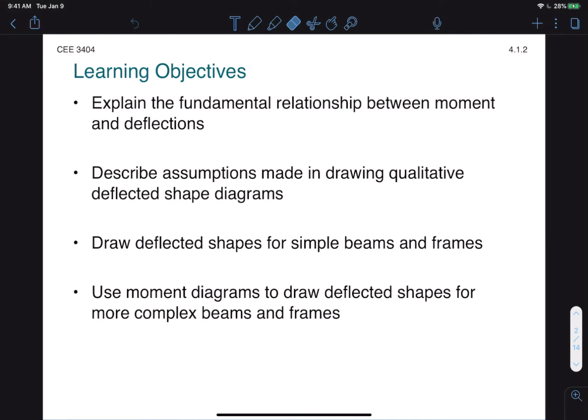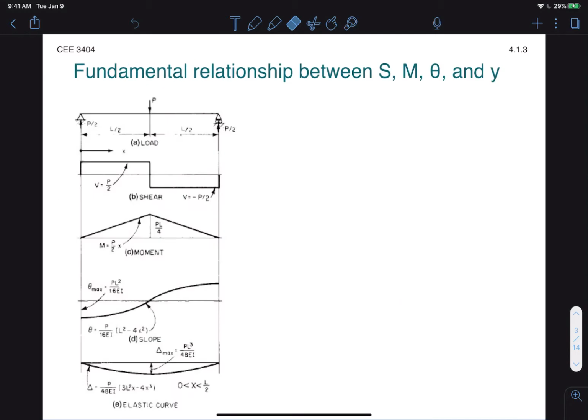The objectives for this module are to first explain the fundamental relationships between moments and deflections. Secondly, we'll describe some of the basic assumptions that we make when drawing deflected shapes. We'll practice drawing some deflected shapes, and then we'll look specifically at how to use moment diagrams to help in drawing these deflected shapes. So let's start by looking at the fundamental relationship between shear, moment, angle, which we label as theta, and deflection, which we label as y.